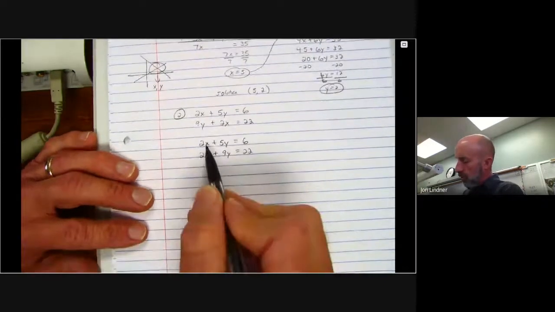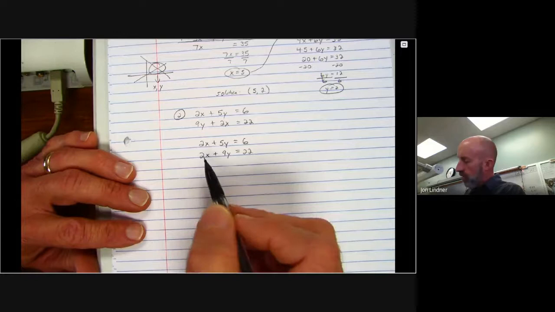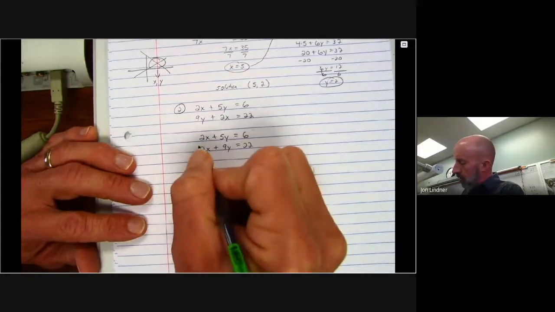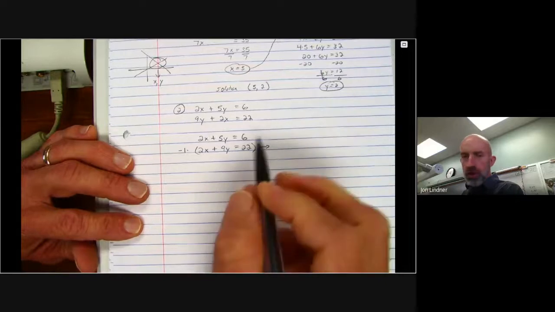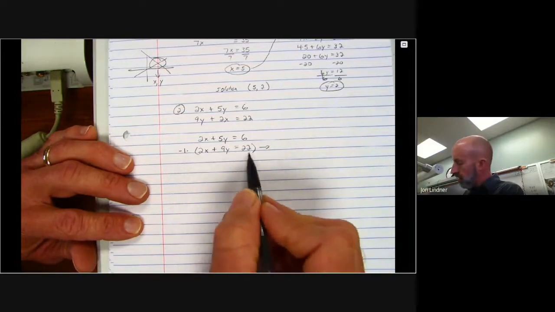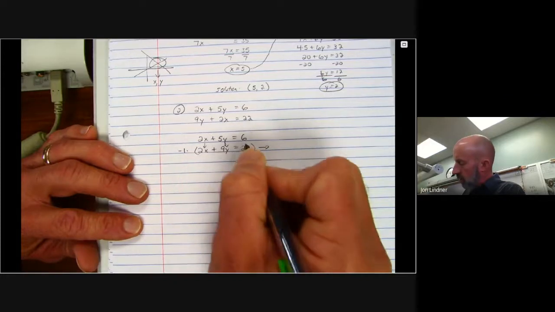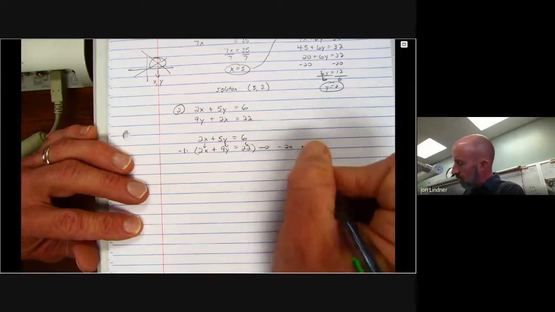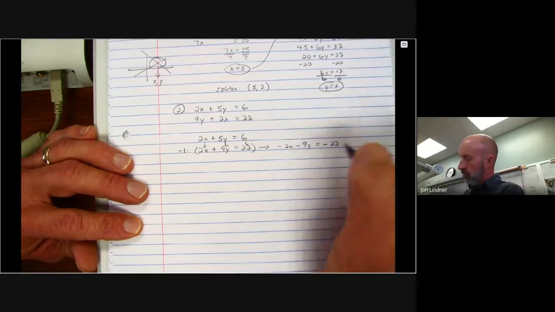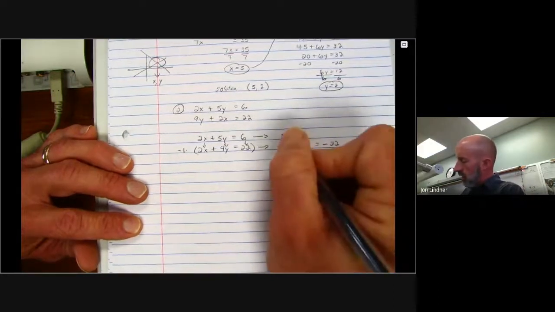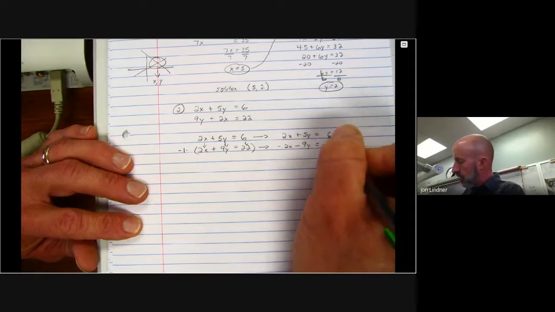Okay. Now, the next thing I want you to notice is that I do not have opposites. Now, I'm kind of close, and here's how I fix this. I'm going to multiply this bottom equation by negative 1. And that is totally legal in algebra so long as I do the same thing to both sides of the equation. So I distribute the negative 1 to the 2x, the 9y, and the 22. And I have negative 2x minus 9y equals negative 22. And the other equation, I'm just going to rewrite over here. Notice how I use these arrows. We'll do that some more later. 2x plus 5y equals 6.